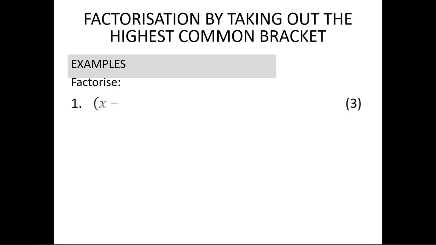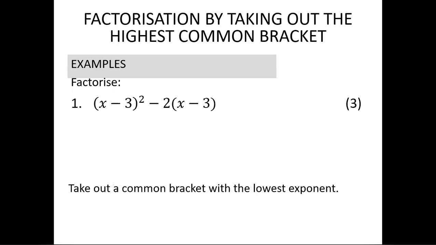Let us look at this one here. It's easy for us to identify a common bracket. But now, what happens when one of the common brackets has an exponent, which is 2 in this case? You'll realize that the first bracket is x minus 3, but it is squared. The second bracket is just x minus 3. Here you only take out the bracket with the lowest exponent as a common factor. In this case, the bracket with the lowest exponent will be the bracket in the second term, which is x minus 3.